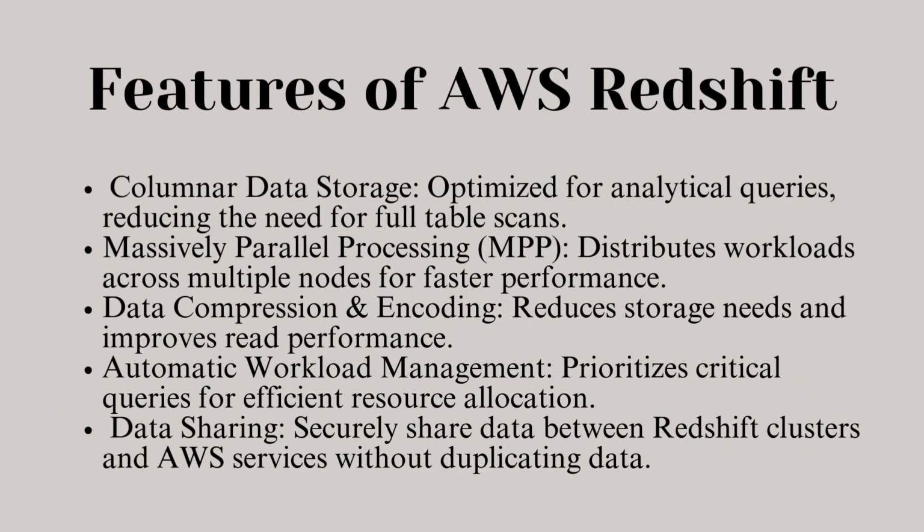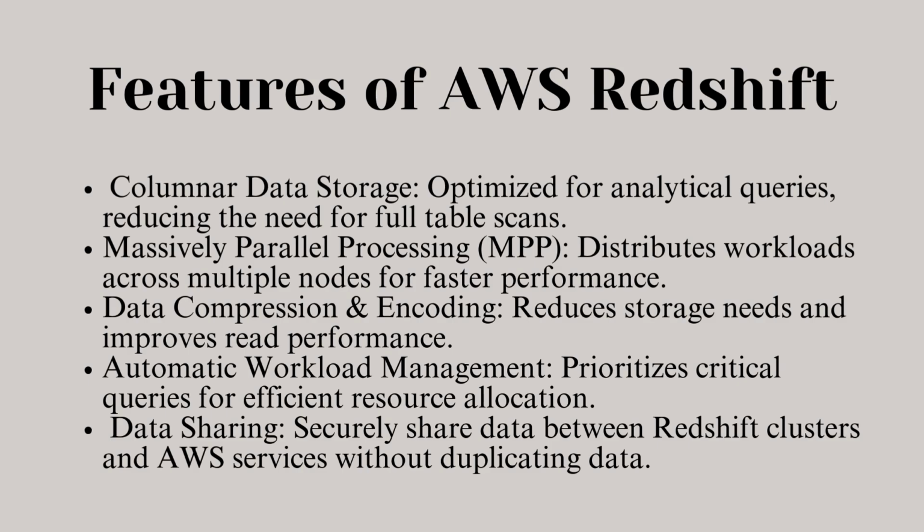Now, let's take a look at the key features that make AWS Redshift a powerful cloud data warehouse. One standout feature is columnar data storage, which is optimized for analytical queries and eliminates the need for full table scans. Next, we have massively parallel processing (MPP). This feature distributes workloads across multiple nodes, drastically improving query speed and system performance.